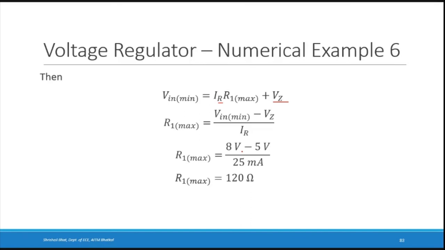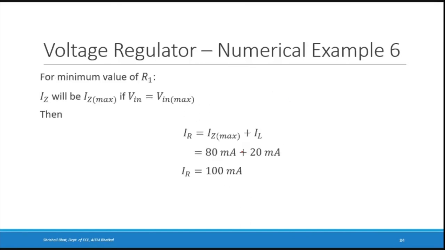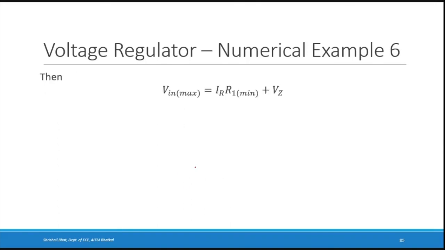Then you should also find the minimum value of R1. The minimum value of R1 will be there when IR is maximum. When IR is maximum, for that you consider IZ max and V in max. IR is IZ plus IL. IZ max is given as 80 milliamps, so 80 plus 20 will be 100 milliamps. So IR max is 100 milliamps. Now if you use the maximum value of IR, you will get the minimum value of R1.